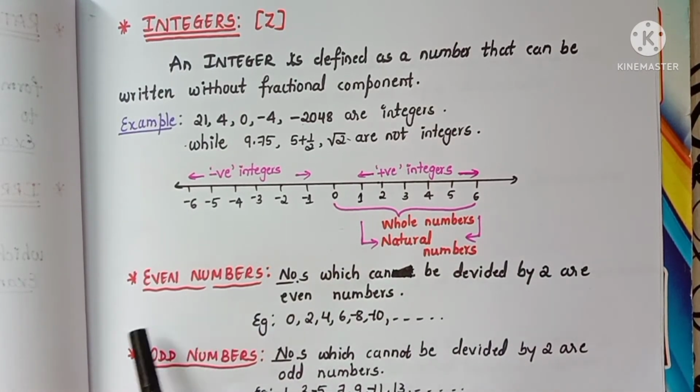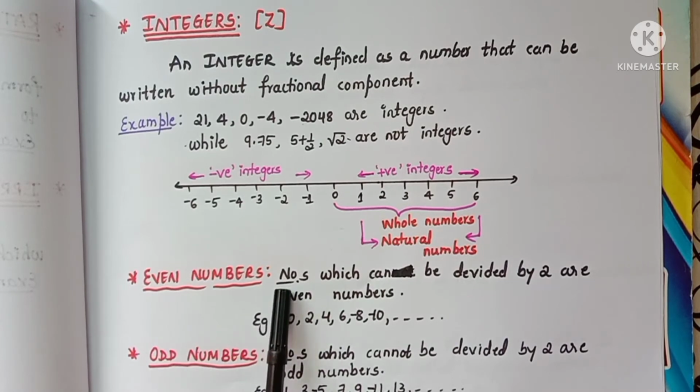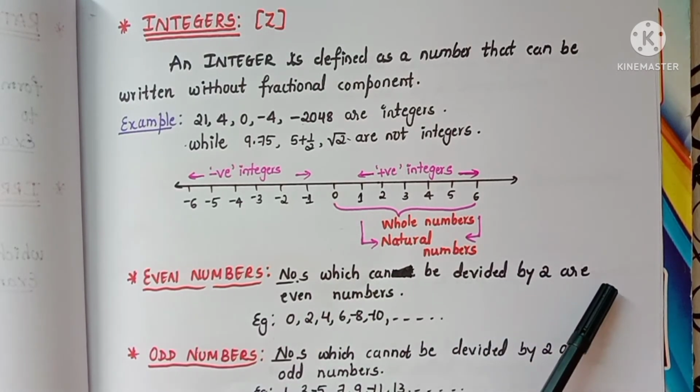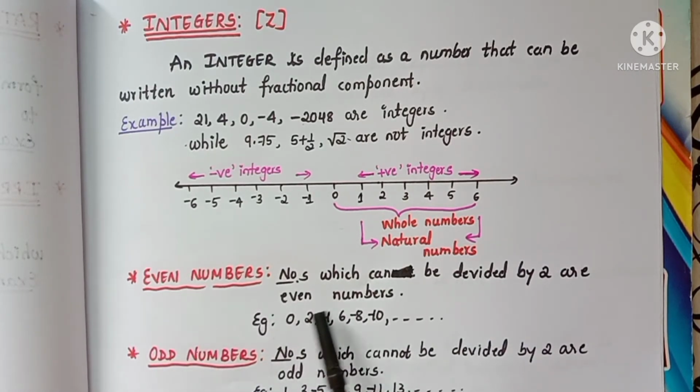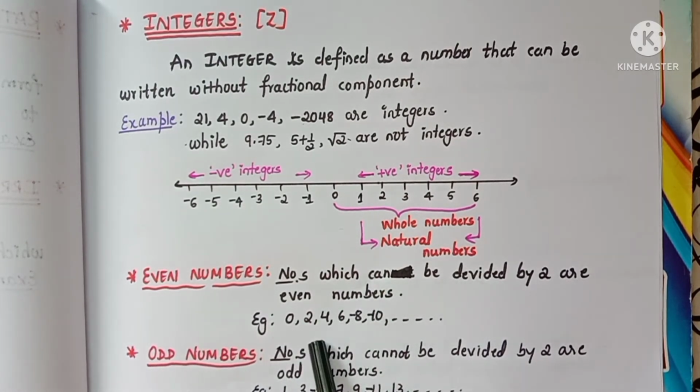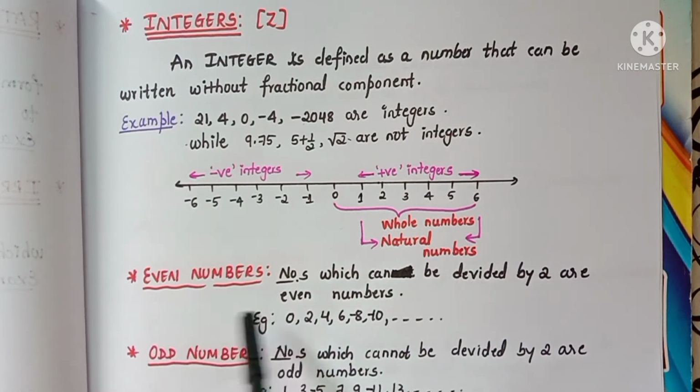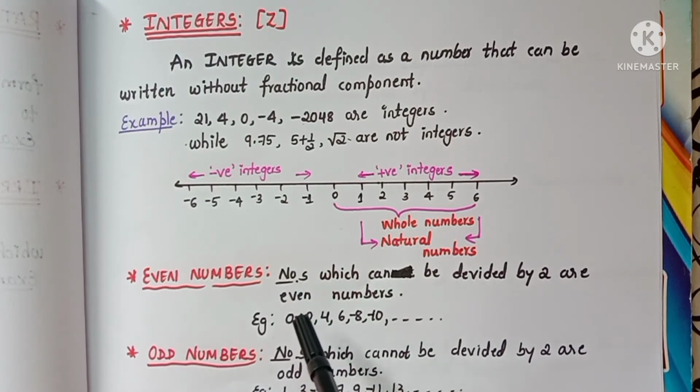So let's see what are even numbers. Even numbers are the numbers which can be divided by 2. For example, 0, 2, 4, 6, -8, -10. Here 0 can be divided by 2, 4 can be divided by 2, 6 can be divided by 2. Here -8 can be divided by 2, -10 can be divided by 2. Therefore, these are what? Even numbers. Even numbers may be positive or negative. Here 0 is also an even number. Why? 0 divided by 2 is what? 0 only. Therefore, 0 is considered an even number.